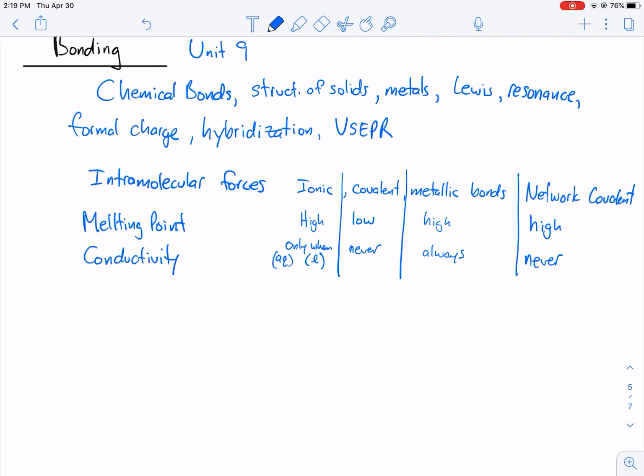So that takes care of our chemical bonds and structure of solids. Remember metals, a key thing to metals, sea of electrons.